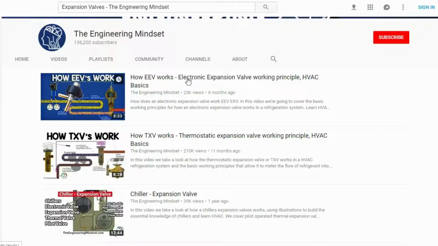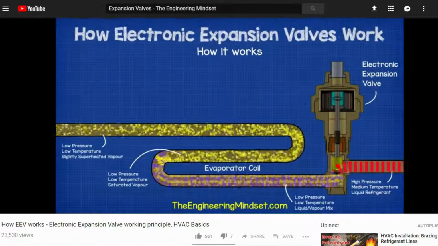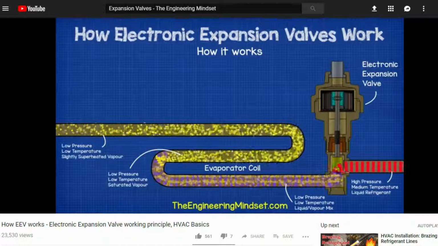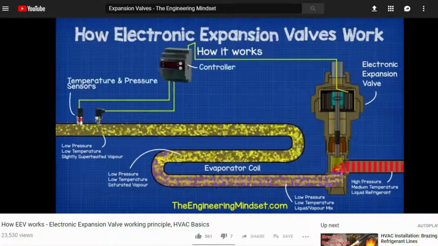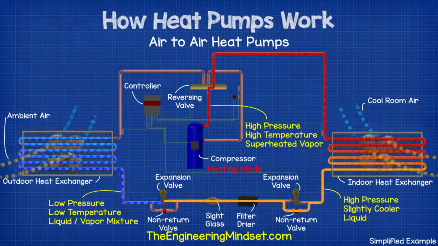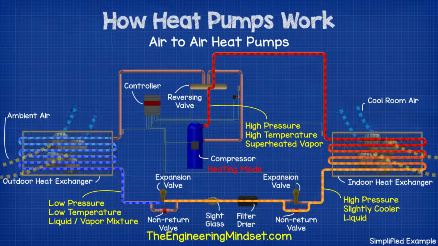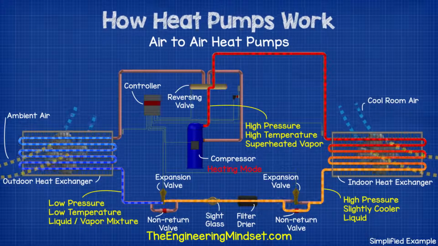We've covered how thermal expansion valves and electronic expansion valves work in great detail in the previous videos. Do check those out, links are in the video description below. The refrigerant then heads to the outdoor heat exchanger. Here, a fan is blowing outside ambient air over the coil and adding heat to the cold refrigerant. The refrigerant boils at a very low temperature, and as it boils, it will carry away the thermal energy.